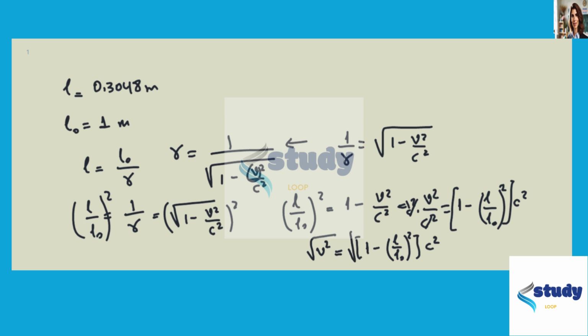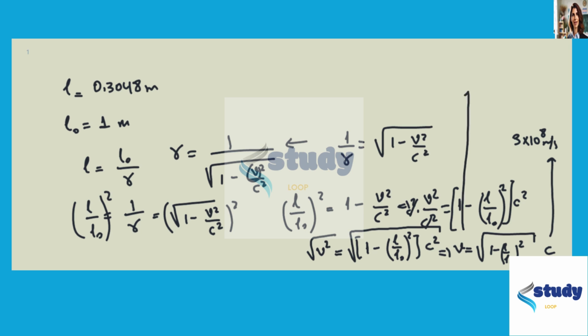Now we're going to take the square root of both sides. From here, v is going to be equal to the square root of 1 minus L over L naught, the square of this entire term. And we can take c out of the square root, right? And write it like that. All we need to do is plug in for L and L naught in this equation, and for the speed of light, it's 3 times 10 to the power 8 meters per second. Of course, for L, we're going to put 0.3048, and for L naught, it's 1. So when we do the calculation, let's put it here.